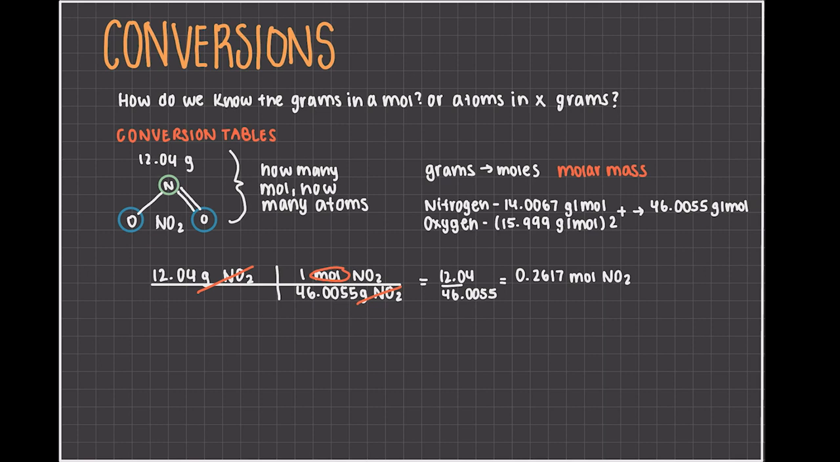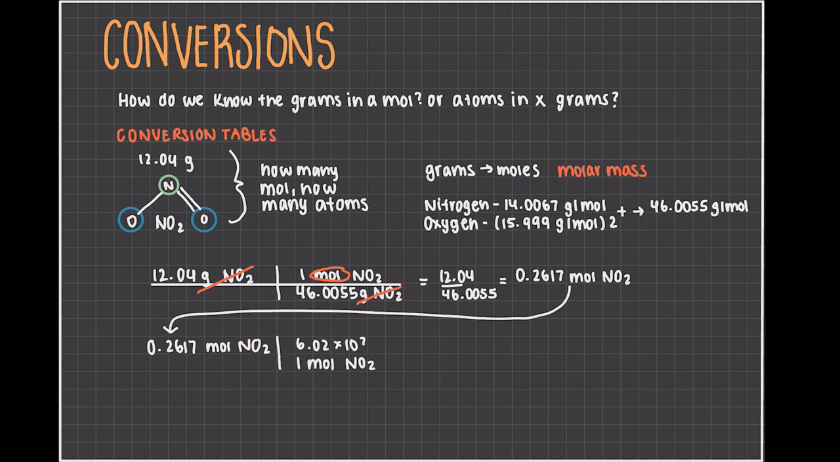Now let's try and get from moles to atoms, like we did before. You can also do this in a conversion table. So let's start with the 0.2617 moles of NO2, and let's use Avogadro's proportion, where we know that 1 mole of NO2 is going to be equal to 6.02 times 10 to the 23rd atoms. The mole of NO2 has to go on the bottom, so the units will cancel, and then we leave atoms on the top because that's the units we want to be left in.